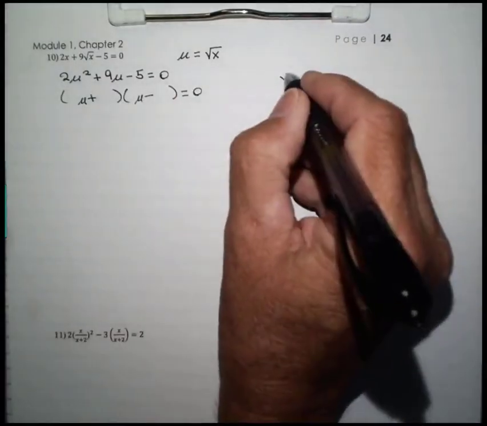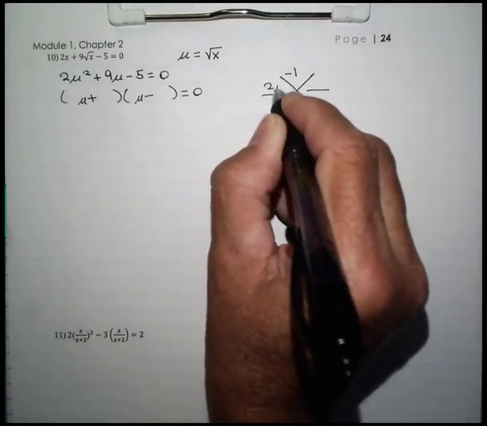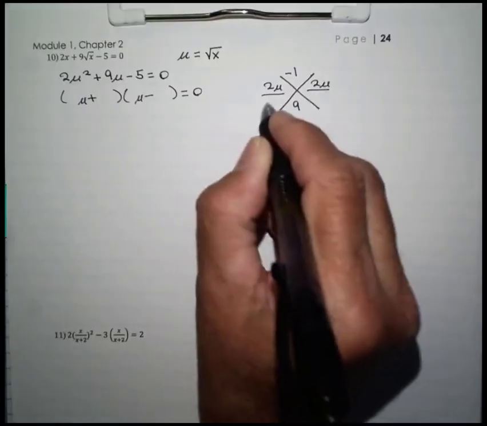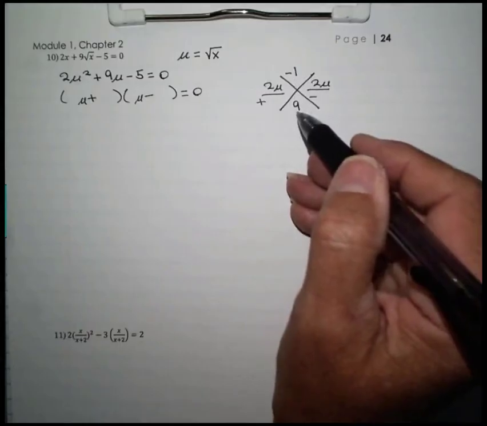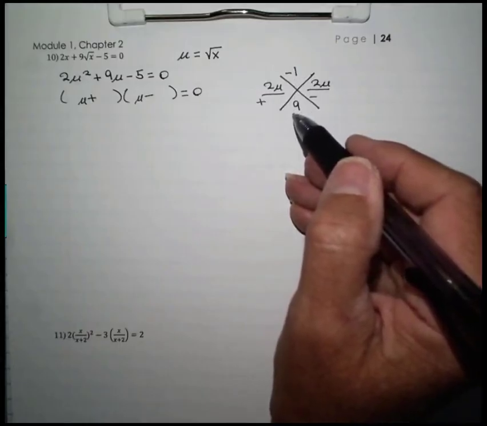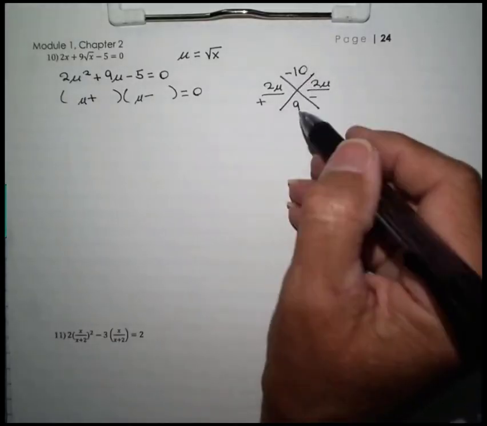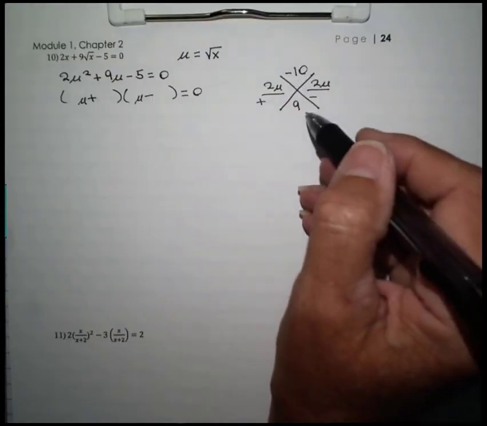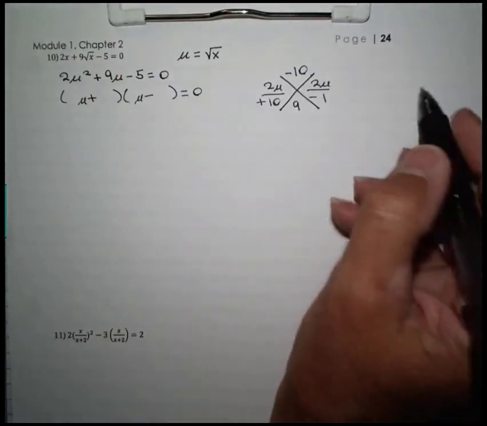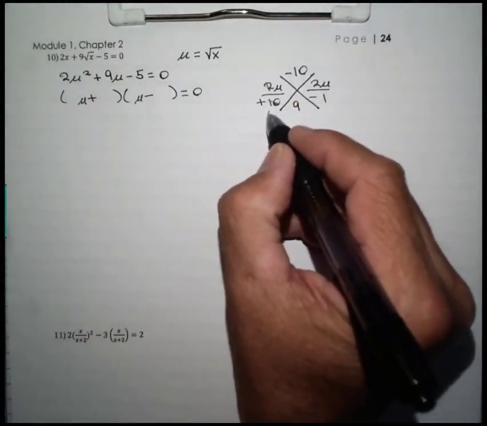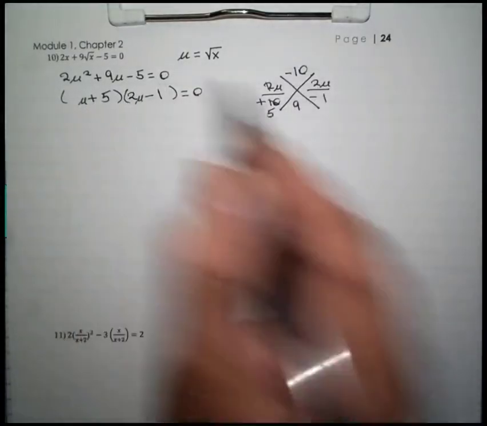2 times negative 5 is negative 10, and this is a positive 9 here, and over here I've got 2u and 2u, just so that I know what to reduce if I need to. And I'm looking for factors of negative 10 that are going to give me 9. And I'm going to look at that and say, okay, what if I had a positive 10 and a negative 1? That would work. So this will reduce. This would be u plus 5. And this will not, so it's 2u minus 1.